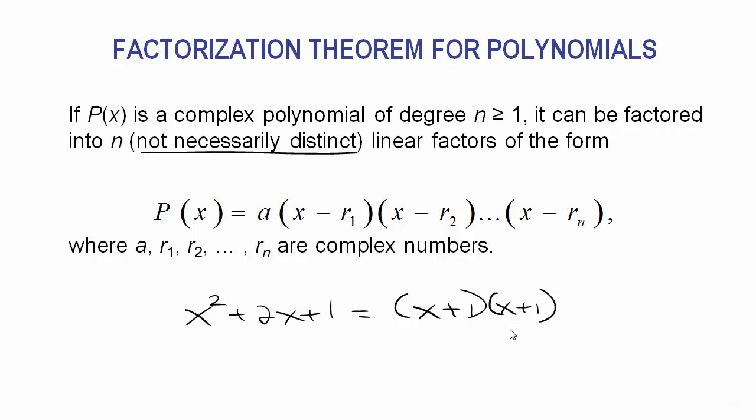There's my 2 linear factors. They're not necessarily distinct, right? In this case, they're actually the same. And I really only have one zero of x equals -1, but because it happens twice, it has multiplicity of 2, and it technically is considered 2 zeros.